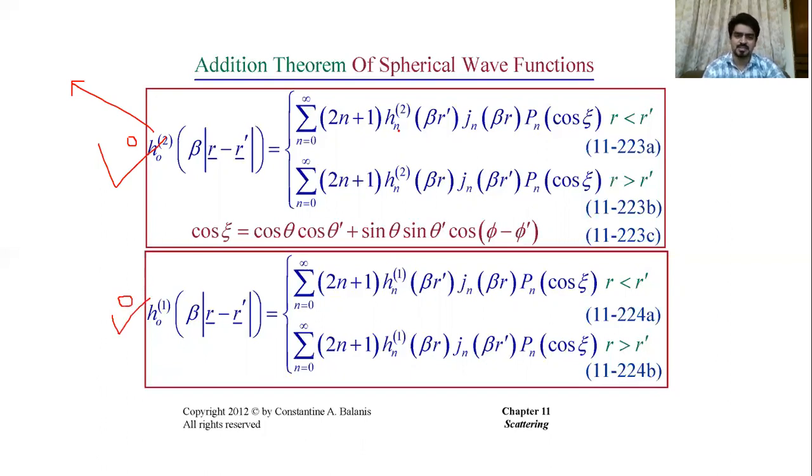Now you can have that in terms of Bessel function in the first region where r is less than r prime, and for the second region where r is greater than r prime, you have a Hankel function of the second kind. Again, those Hankel functions and Bessel functions are spherical Hankel functions and spherical Bessel functions. Same thing here also. For the first region, again you have it in terms of spherical Bessel function and spherical Hankel function of the first kind.